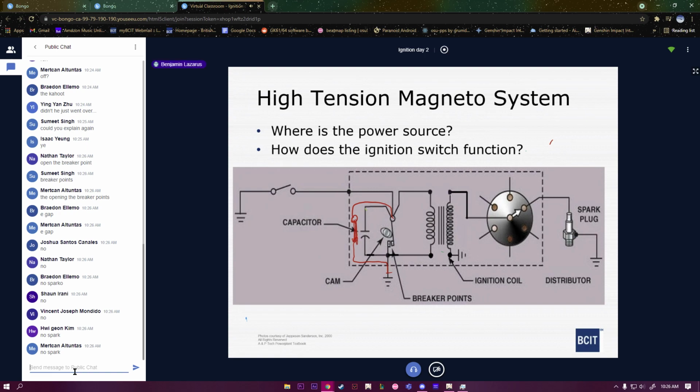So what if I put in a second path right here with a switch and closed it so that my current comes around here? It's got a choice. It can either go through path A or it can go through path B. And when I open my breaker points, it just goes through path B. Can you see how that would prevent a spark?